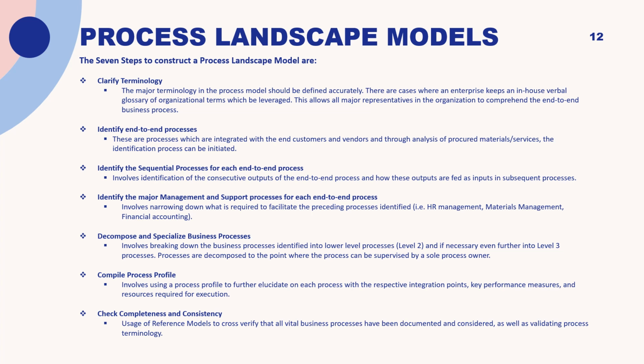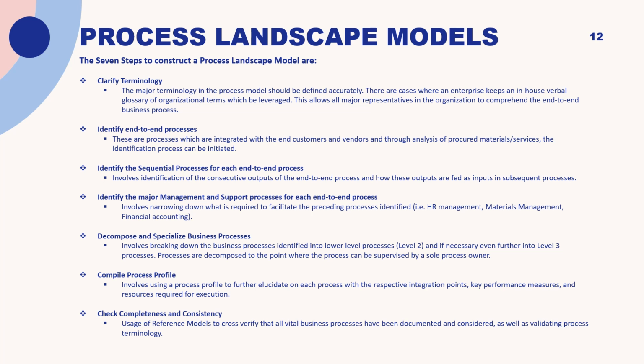There are 7 steps to construct a process landscape model. The first step is to clarify terminology. The major terminology in the process model should be defined as accurately as possible. There are cases where an organization keeps an in-house verbal glossary of all of the organizational terms, which can be leveraged for the purpose of this step. This allows all of the major stakeholders or representatives in an organization to understand the end-to-end business process.